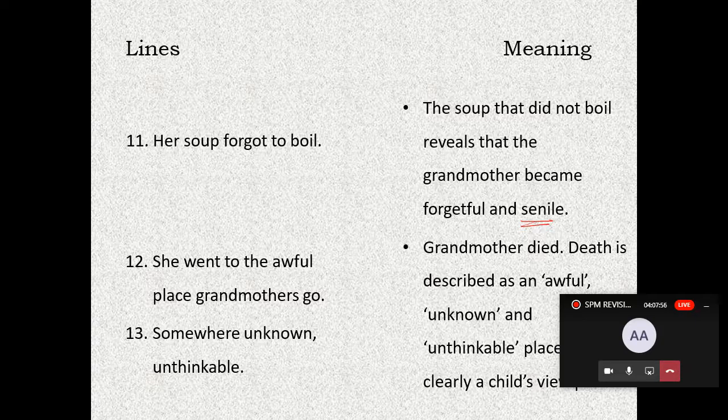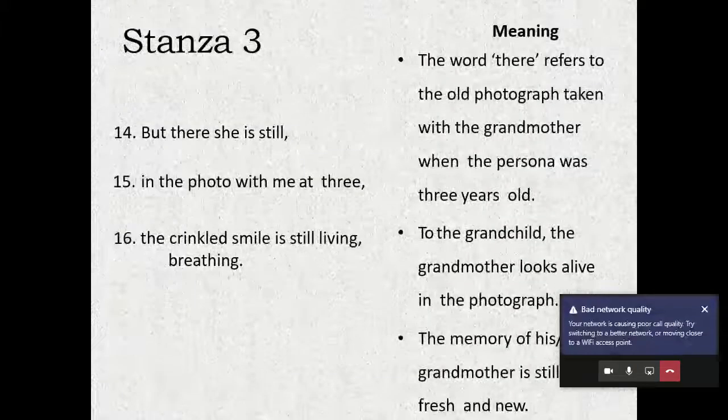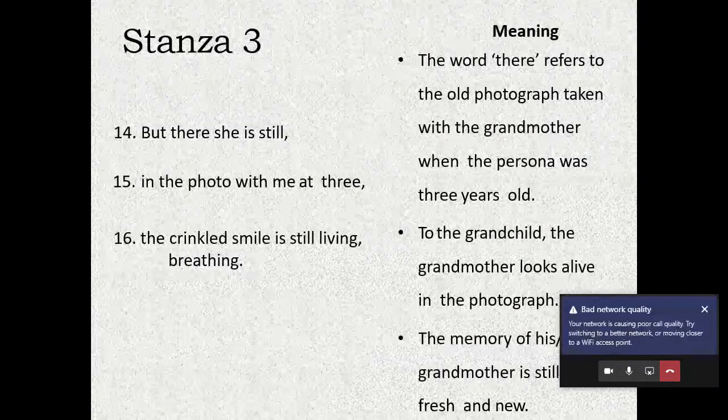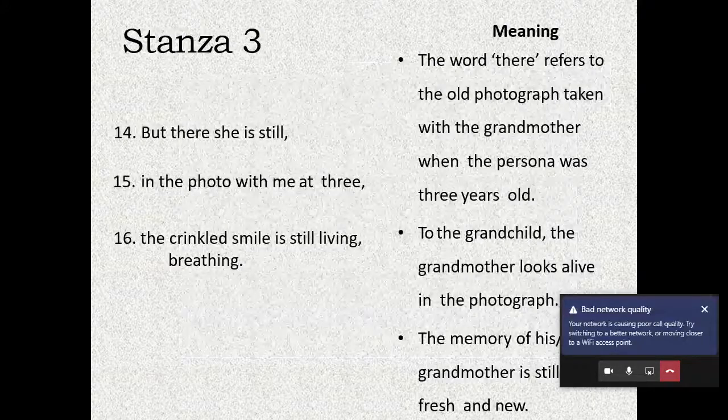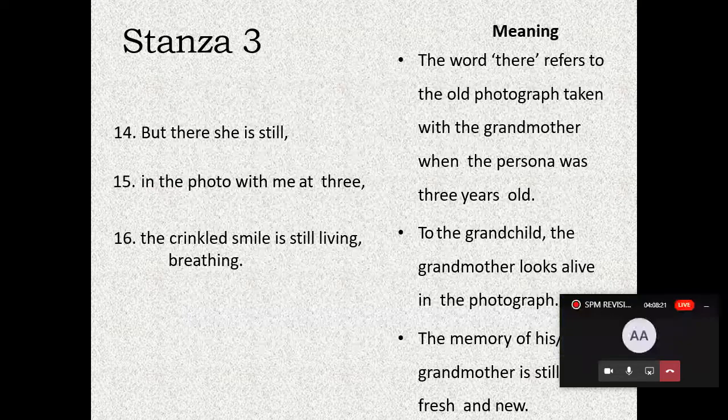Then the grandmother died. That is described as an awful, unknown, and unthinkable place. So for this child, death is very awful from her point of view. And then in stanza 3: but there she is still in the photo with me at 3, the crinkled smile still living and breathing. In this stanza, to that grandchild, the grandmother still looks alive in that photograph. That photograph is still vivid for her, and still makes her feel that her grandmother is still there.